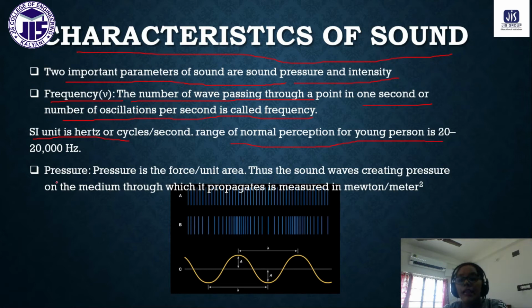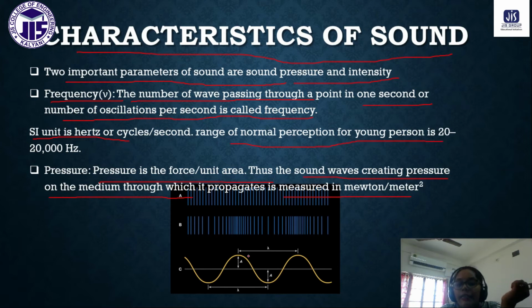Now pressure is another important characteristic parameter of any type of wave. Pressure is the force per unit area. Thus the sound waves create pressure on the medium through which they propagate, measured in Newton per meter square. That means the sound is a wave and that wave can propagate through any medium, through air, through water, through a metallic body. How much force it creates per unit area is called pressure, and the unit of pressure is Newton per meter square.